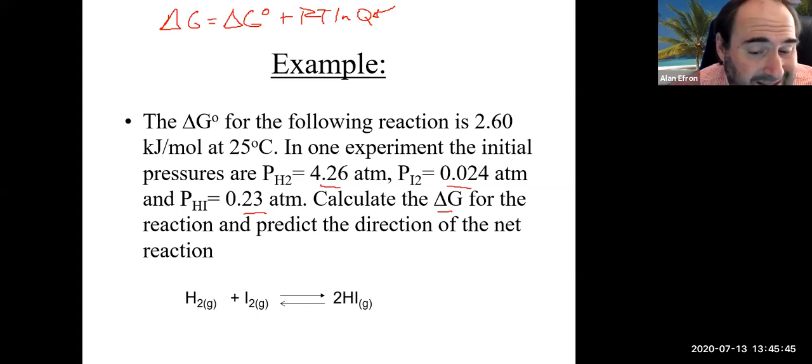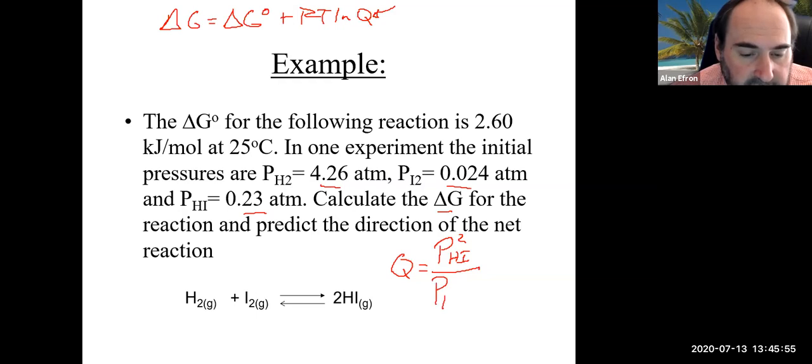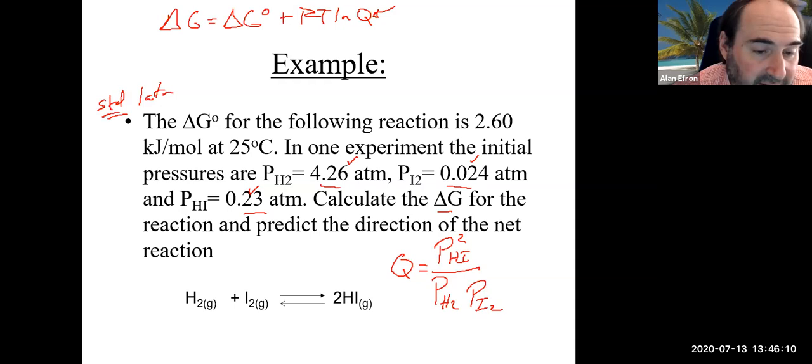Remember that Q is just like what we do with K, right? In this case, it would be the partial pressure of HI, squared because of the coefficient, divided by the partial pressure of H2 and the partial pressure of I2, which we do have. We also see that these are not 1 atmosphere pressures, which would imply that it is not standard conditions, because standard conditions for pressure is 1 atmosphere. So those are some hints you can see in a problem to help guide you to the right formula.